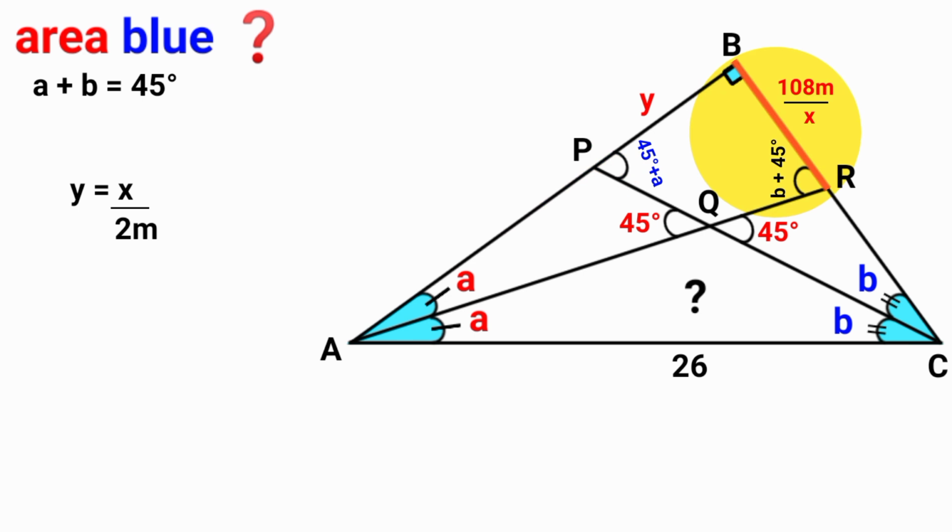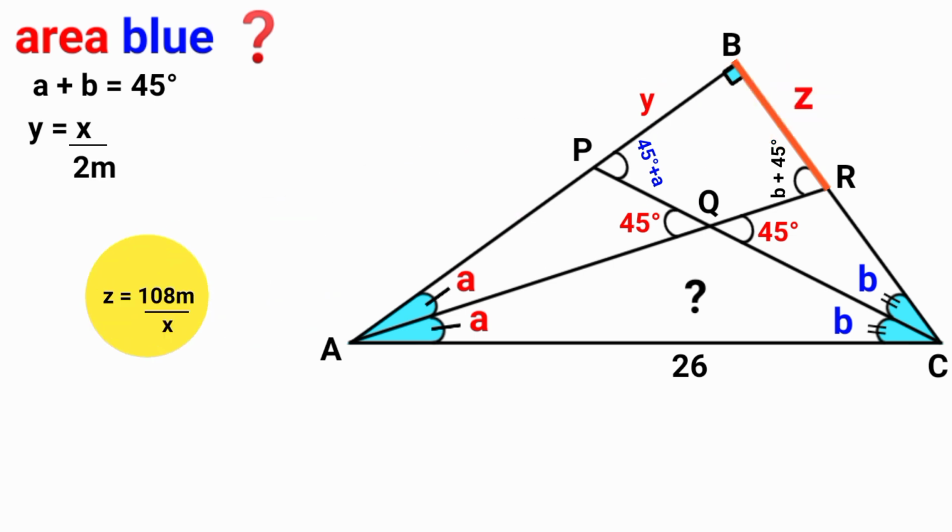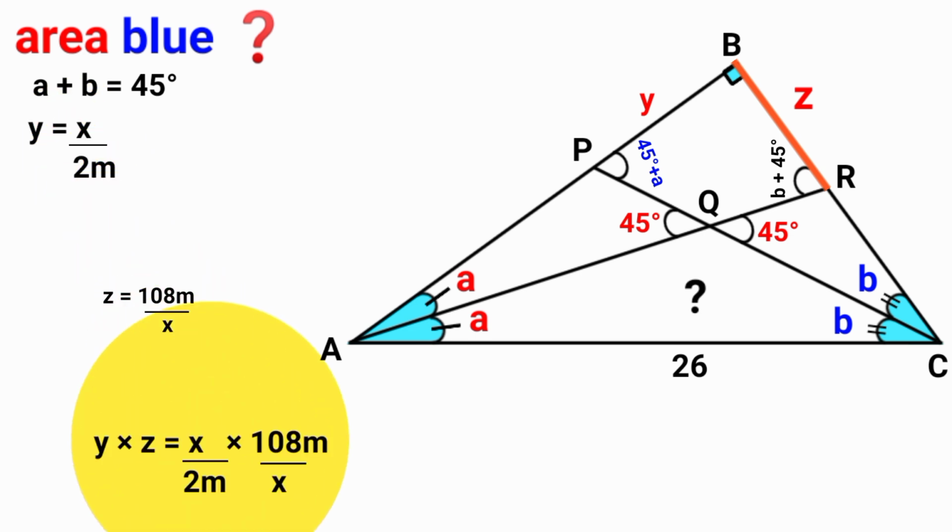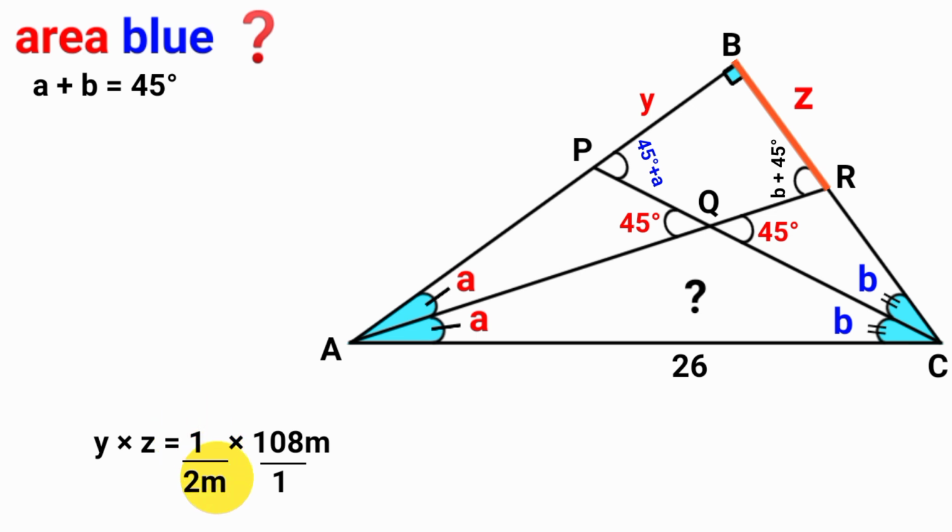While this line BR has its length to be 108 meters over x. Let's assume its length also to be z. Write it out here. So z equal to 108 meters over x. Now multiply this equation by this. It will be y times z equal to x over 2 meters multiplied by 108 meters over x. This x will cancel this x, and this meters will cancel this meters. 1 over 2 times 108 is 54, while here y multiplied by z is yz. So yz equal to 54.